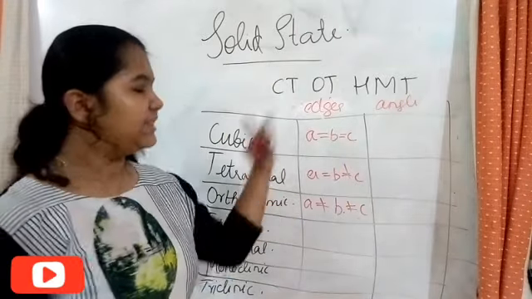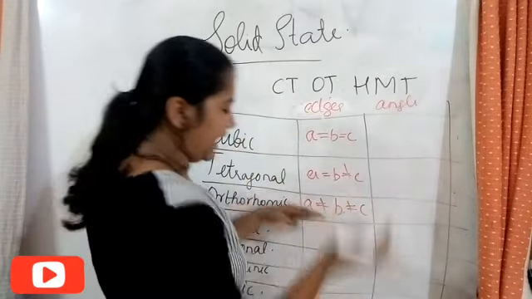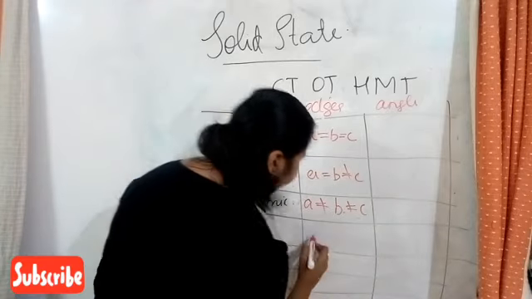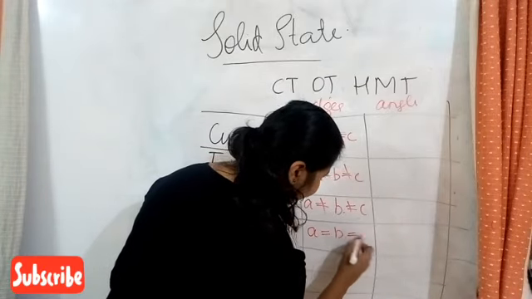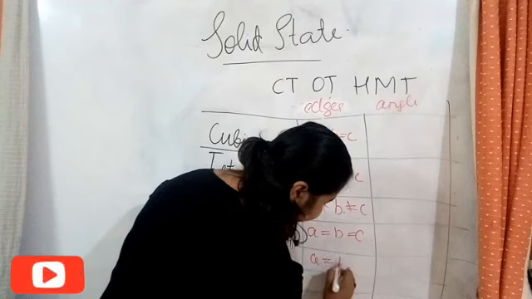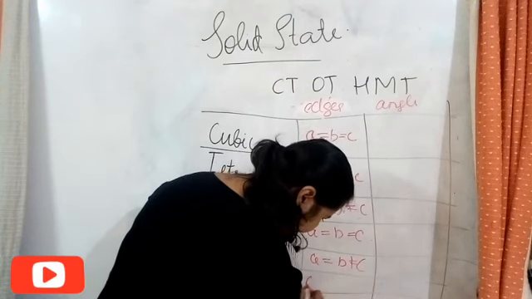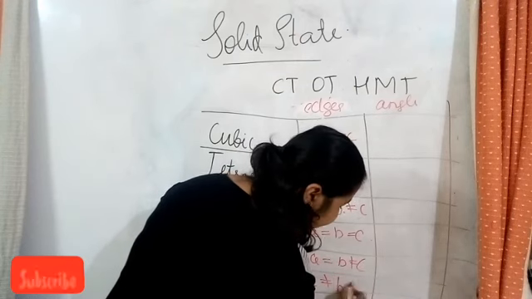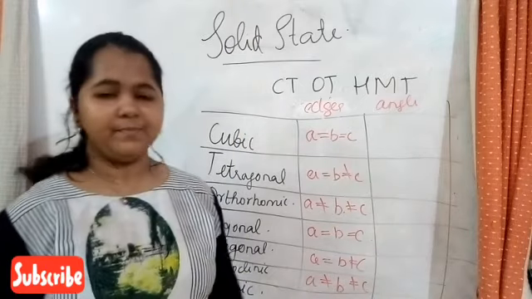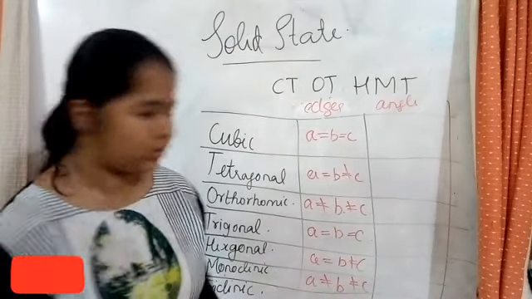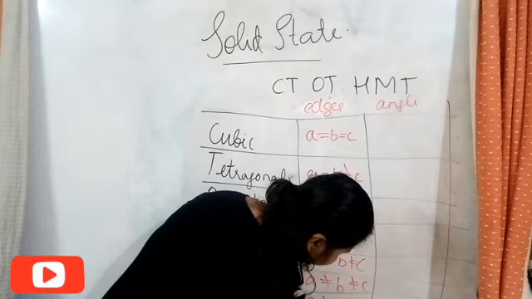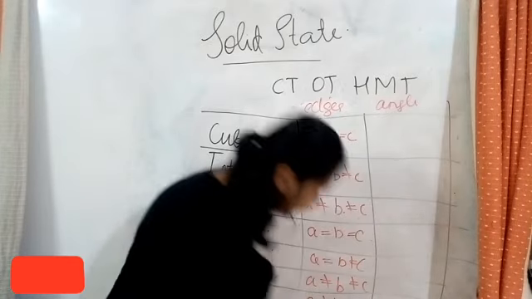Then what should you do? Repeat the same for the next six. A is equal to B is equal to C. A is equal to B, not equal to C. A is not equal to B is not equal to C. And the last one is also A is not equal to B is not equal to C.